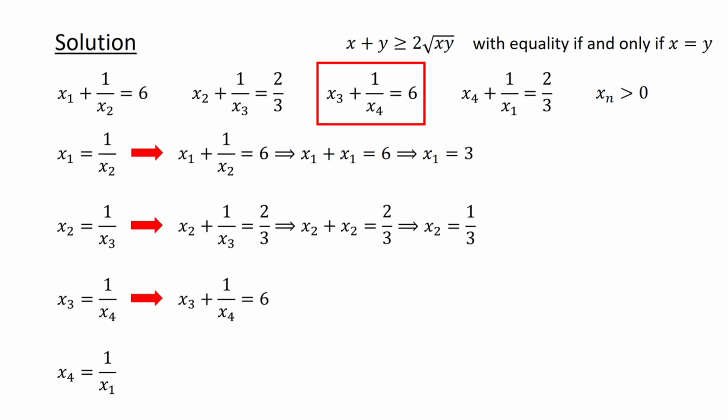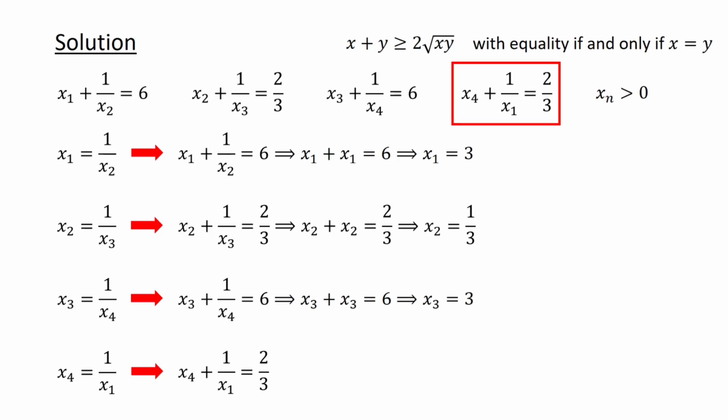Substituting x3 equals 1 over x4 into the third equation gives us 2x3 equals 6. Therefore, we have x3 equals 3. And lastly, substituting x4 equals 1 over x1 into the fourth equation gives us 2x4 equals 2/3. Therefore, we have x4 equals 1/3.